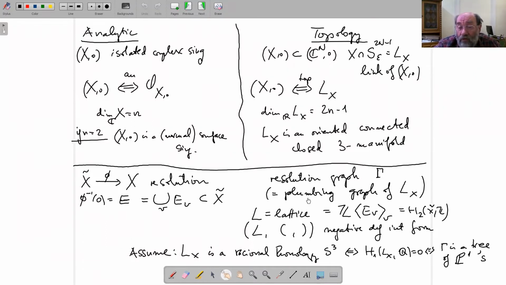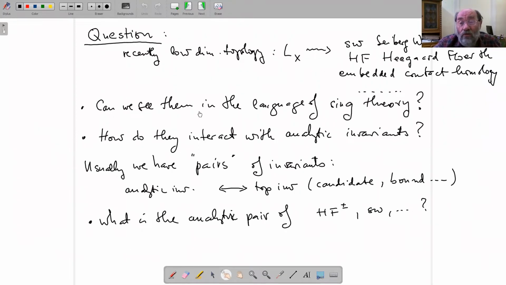And from the point of view of the resolution graph, this means that the gamma is a tree of P1s. So that is somehow an assumption, a little bit, it makes the discussion easier in this case. So let's see what is our question or our starting point.